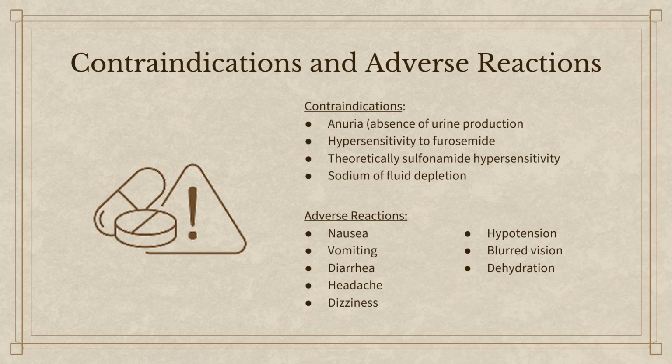Lasix is contraindicated in patients with anuria, which is the absence of urine production, or less than 50 mLs of urine per day, where the normal urine production is about 800 to 1,200 mLs per day. Other contraindications include hypersensitivity to Lasix, sulfonamide hypersensitivity or a sulfur allergy, and sodium or fluid depletion, in other words, the patient's dehydrated. Adverse reactions include nausea, vomiting, diarrhea, headache, dizziness, hypotension, blurred vision, and dehydration. Duh.